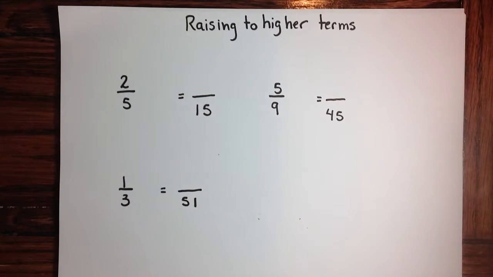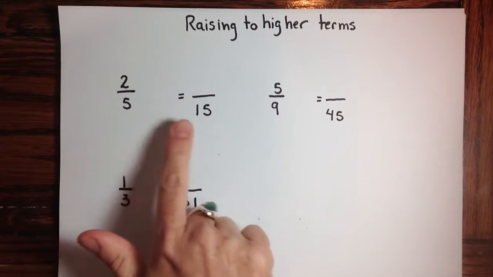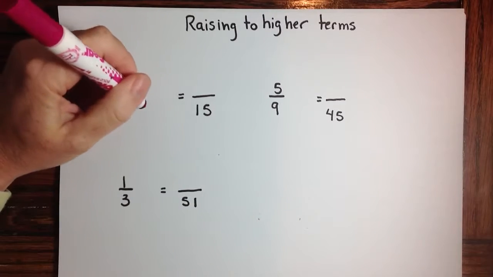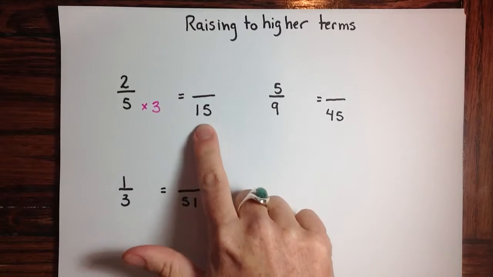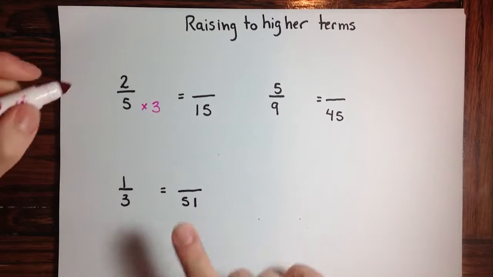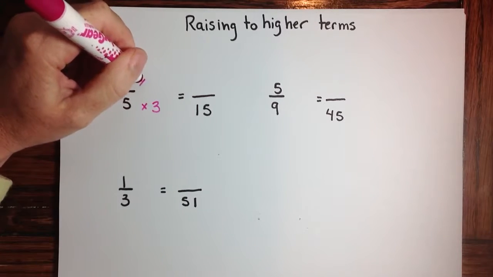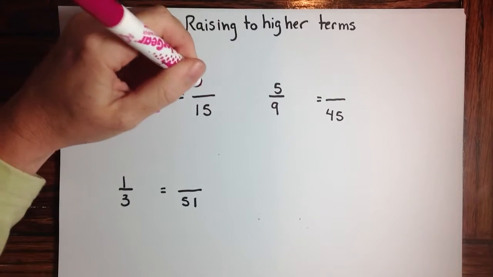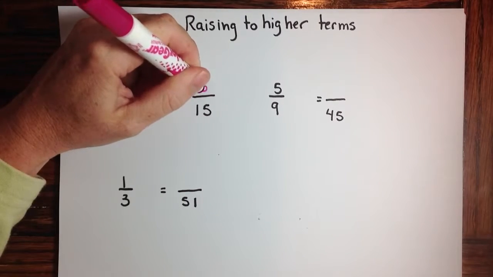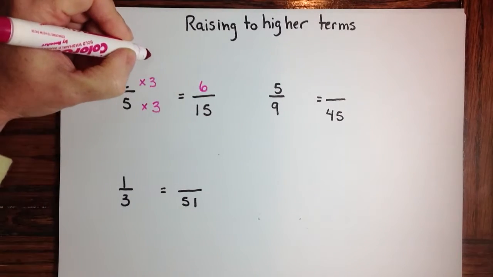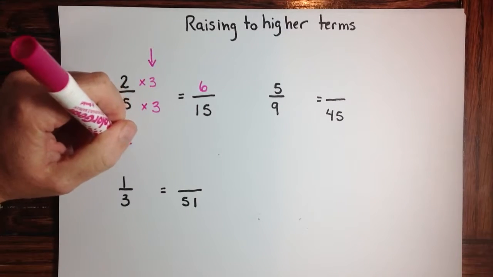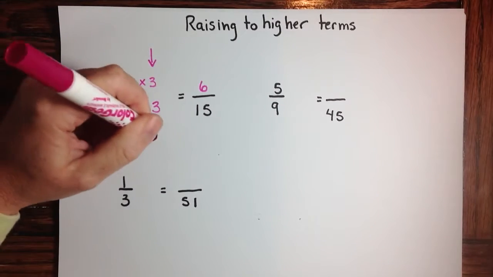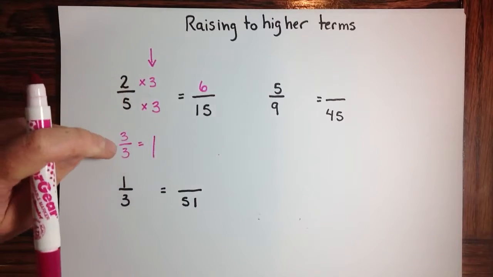The question that you're asking yourself is, well, what do I need to multiply 5 by in order to get to 15? Since you need to multiply 5 by 3 in order to get to 15, you want to multiply the numerator by that same number. And the reason that works is because this fraction, 3/3, is really equal to the number 1.